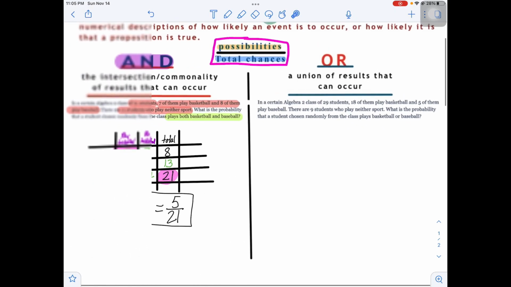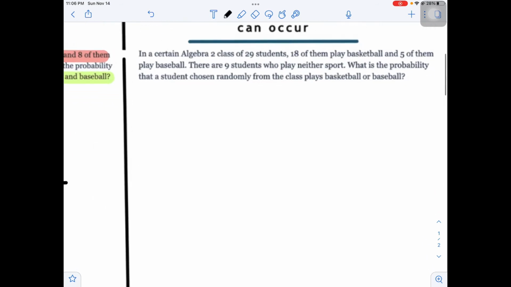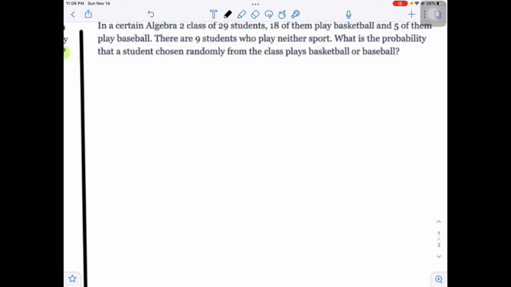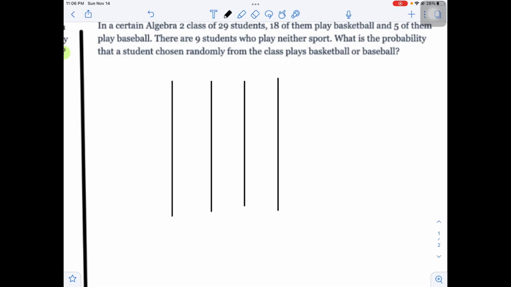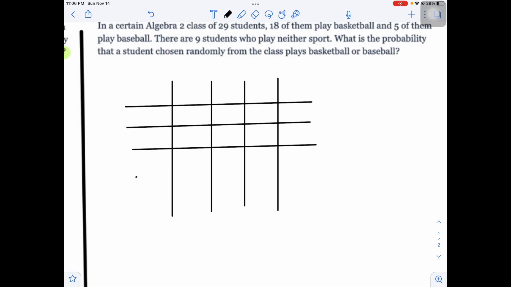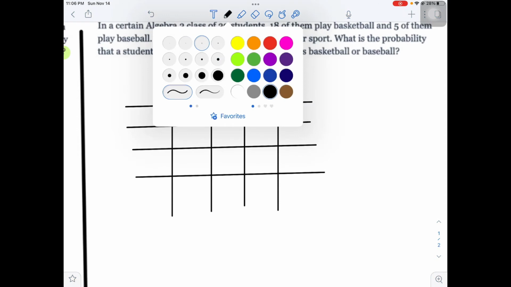Okay? So again, let us take a look and let us do our table. So again, 4 lines vertical, 4 lines horizontal. So we'll go with 1, 2, 3, and 4. And we go 1, 2, 3, and 4. Perfect. And then again, we do our colors, right?